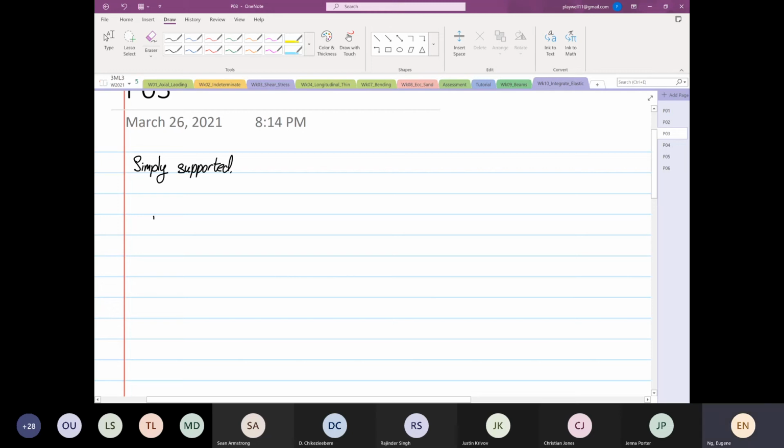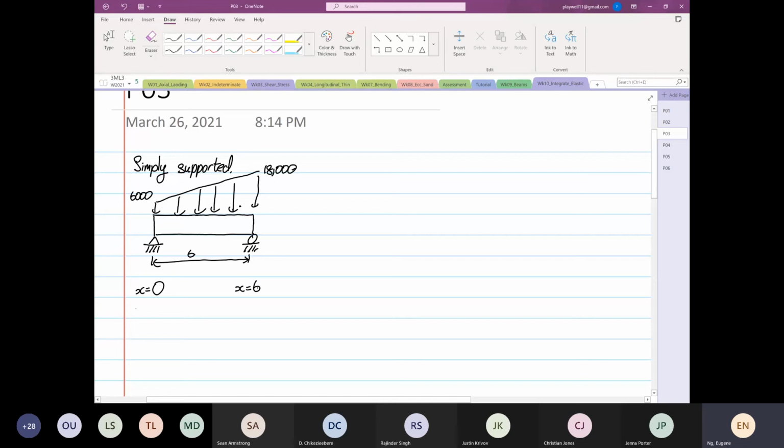So simply supported, right? As I said, the loading condition is exactly the same, and we have already formed the equation. So this is 6,000, 18,000, right? And now both of them are simply supported. So this is 6 meters. So x is equal to 0, x is equal to 6, V, M, theta, Y.